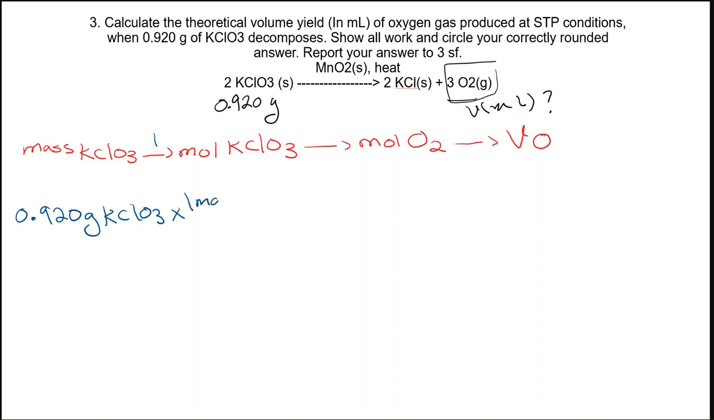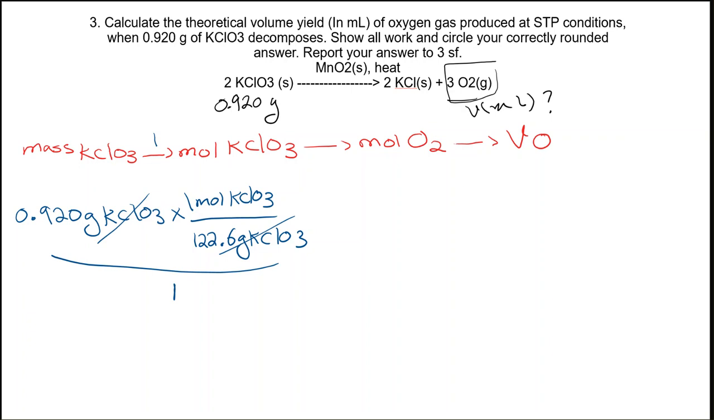Each mole of potassium chlorate is about 122.6 grams of potassium chlorate. So grams and grams cancel out, and you end up with moles of potassium chlorate. That's step 1. In step 2, based on the balanced equation, I want to find the moles of oxygen gas that's produced.